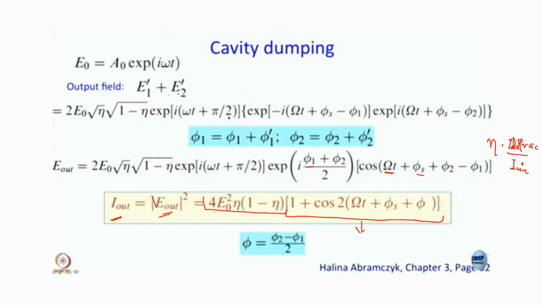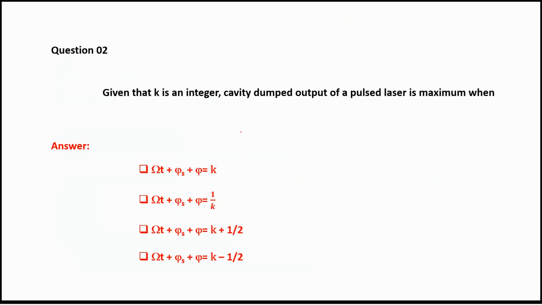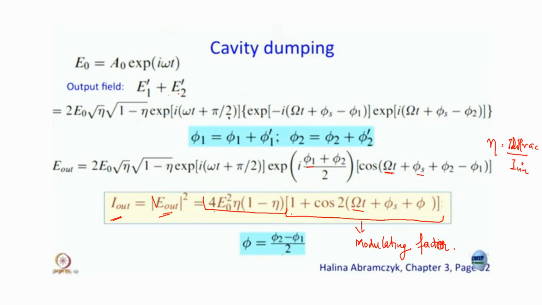Now, keeping this aside, this is our modulating factor. What is the modulating factor like? How it will change when you will get the minima and when you will get the maxima, keeping the other things almost constant. This is the factor that changes. And how does it change? Because of the values of cos 2 omega. So how do we decide it? The question here was: when k is an integer, the cavity dumped output laser is maximum when.